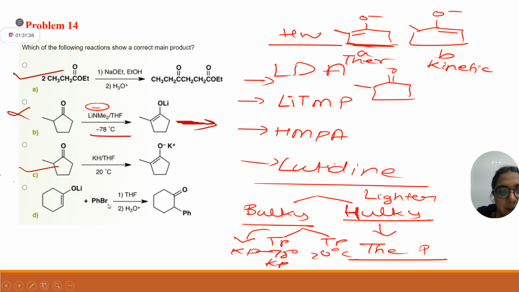Do you think PhBr is a reactive alkylating agent? Do you think PhBr is your simple bromobenzene? Will this carbon be reactive? No, ma'am, because here you can't have partial positive charge, right? So one thing is clear, that this alkylating agent is not that reactive, right?